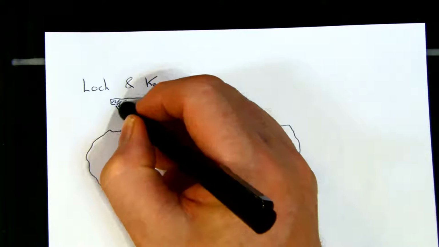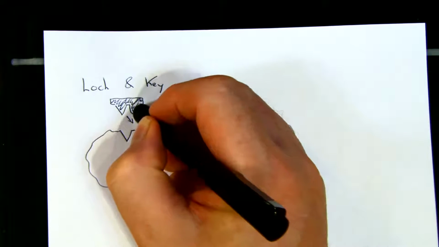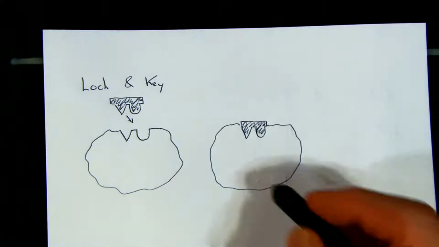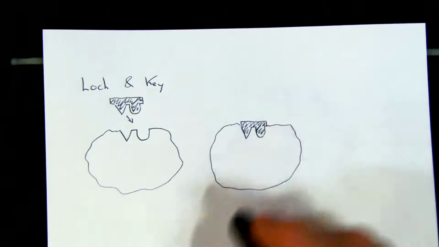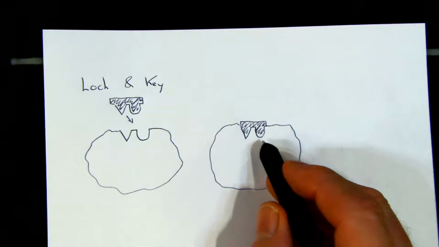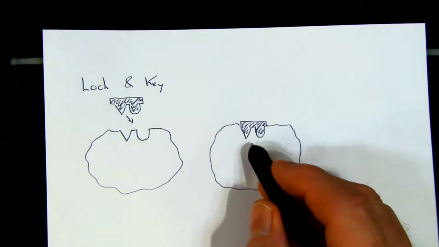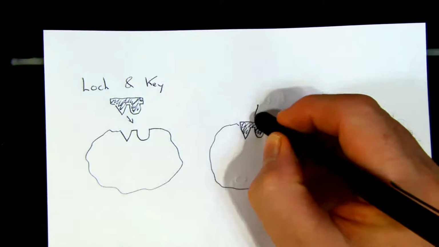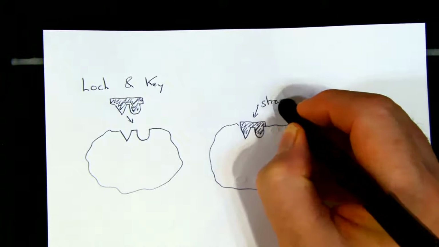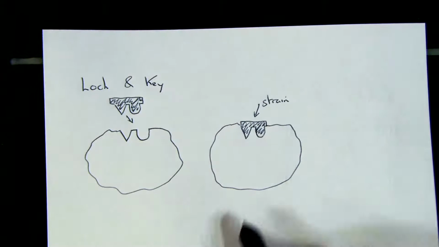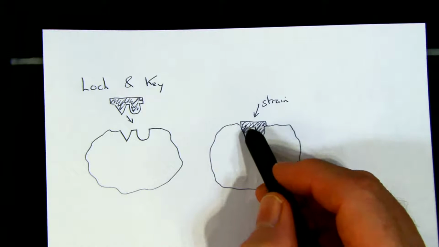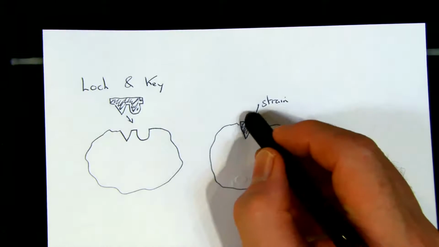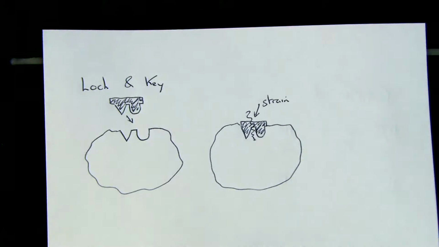Let's try and show that they are different for you. And this fits in there. Now, when it fits in there, something happens to this enzyme. And what happens is it changes shape very, very slightly. And in this case, it's going to put a lot of strain on this joint between two particular molecules. And what's going to happen? It's going to break.